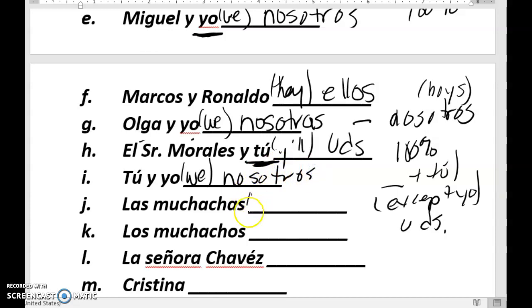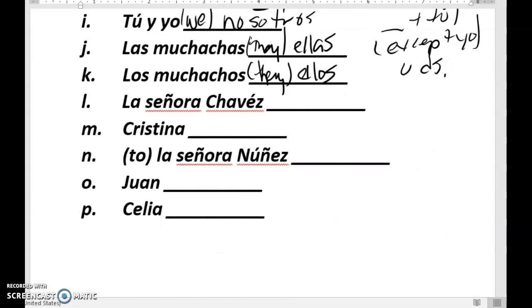The girls went to the store. They. That's ellas. Los muchachos, the boys. And that's ellos, because it's masculine. Mrs. Chavez. Mrs. Chavez went to the store. She had to buy chips. How about ella? Christina went to the store. Again, she had to buy chips.